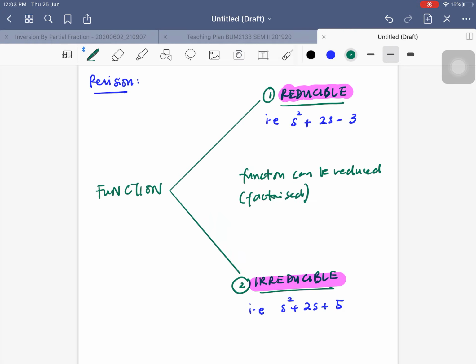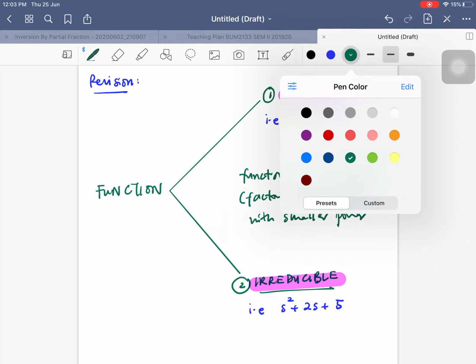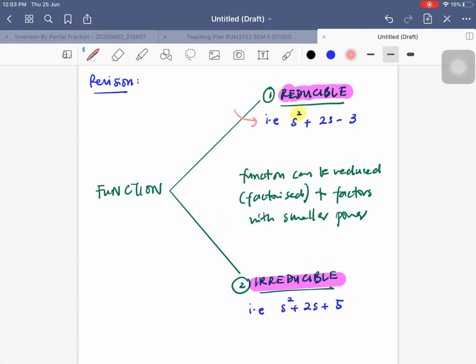So what happens is that you start with s to the power of 2, and you can actually factorize your function to factors with smaller power. Here I have s to the power of 2. When I say smaller power, it means that this can actually be reduced to linear factors. So how do I actually know that this can be reduced to linear factors? The idea is going to be very simple. All you have to do is use your calculator and find the roots of the expression.